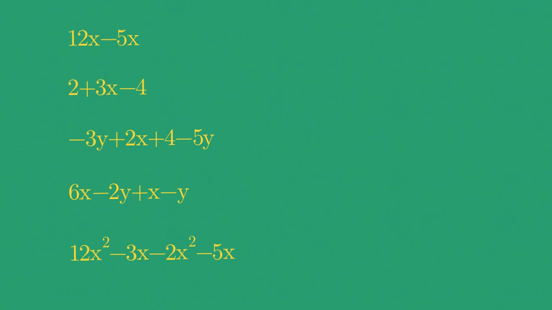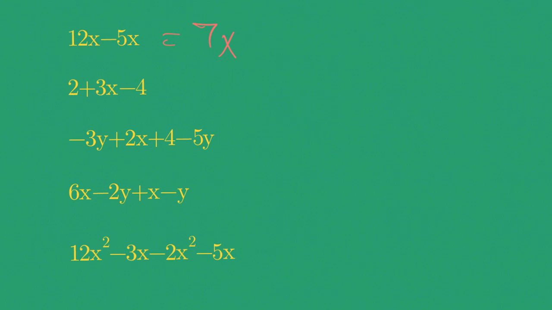Read it to yourself. Somebody read that first one for me. 12x minus 5x. There you go. And guys, that's what you want to be saying to yourself. 12x minus 5x. Do we have like terms? Yes. Are we allowed to combine these into one term? Yes. What is 12x's minus 5x's going to give us? How many x's? 7. Say it with conviction. 7x. This is going to simplify to 7x.